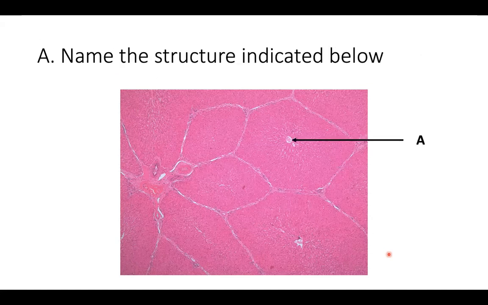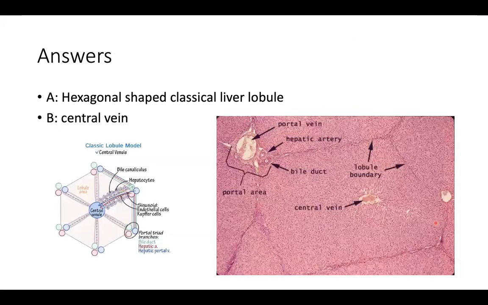And then name the structure indicated below. So right here. And again, pause the video right now. Okay, so what was the classical histological feature? It's the hexagonal shaped classical liver lobule.